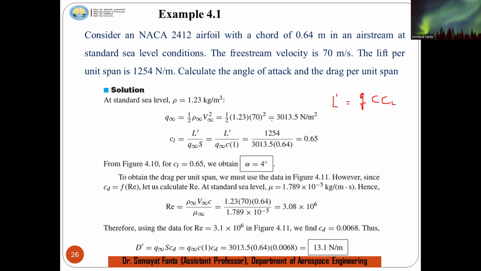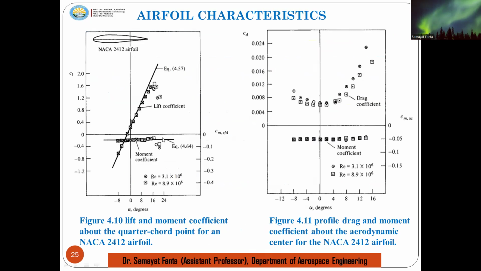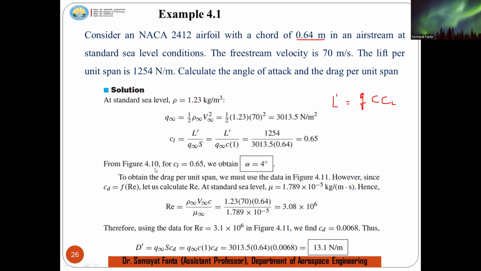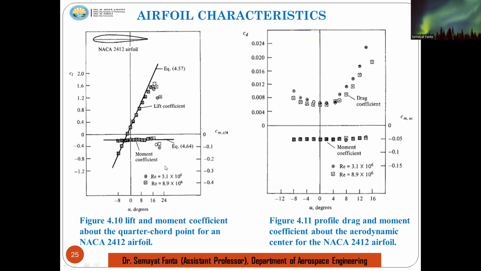So Q is already calculated. L is already given, that is the given value. Chord C is given, so directly substituting this, we can find CL. So CL is 0.65. Okay, so we can go to the previous figure here. We can observe CL that belongs to 0.65.